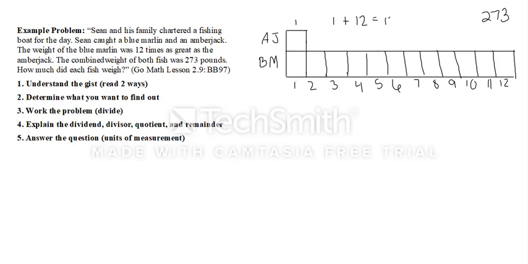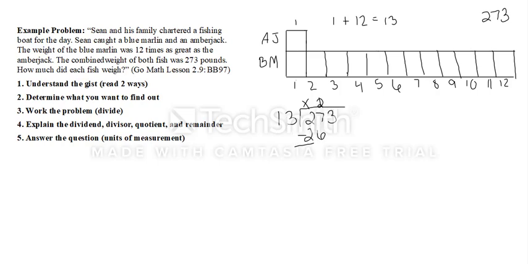So that means I am not dividing this number by 12, but I'm actually dividing 273 by 13. 12 for the shares that the blue marlin gets and 1 for the share that the amberjack gets. So now that I know that, I'm going to start dividing by my 13. So 13 can't go into 2, so we start here. Now we're dividing into 27. I know the quotient is 2. 2 times 13 is 26.